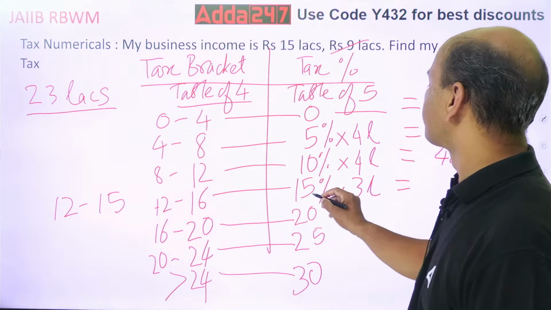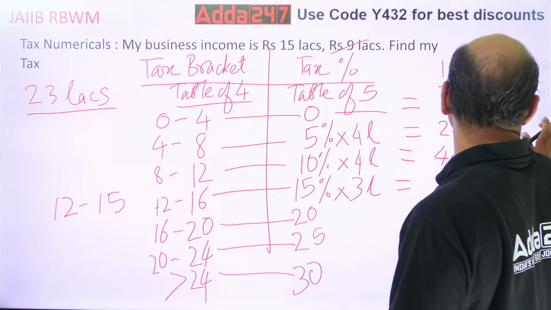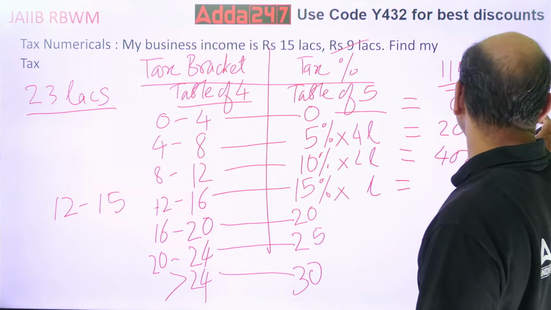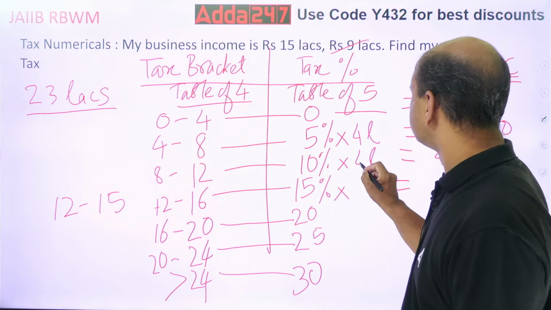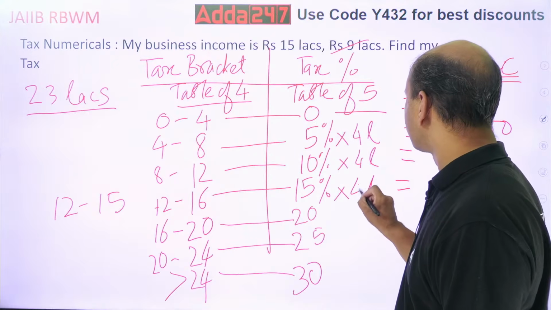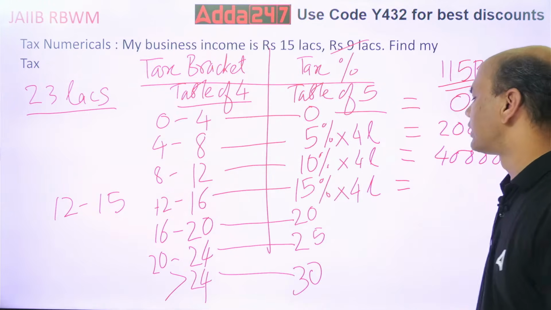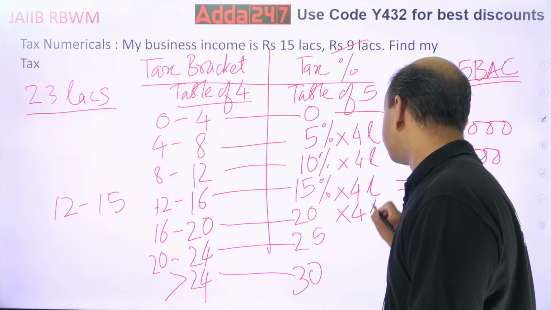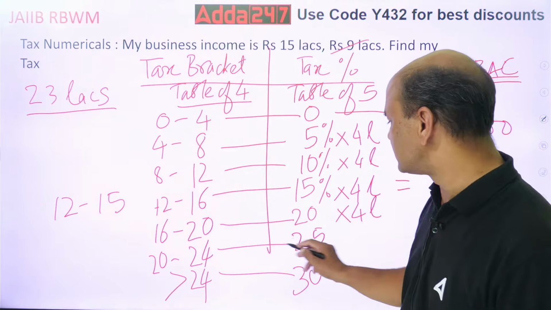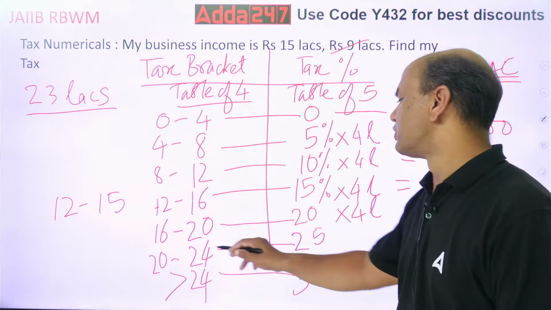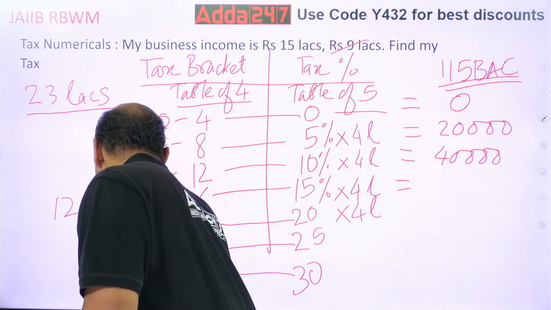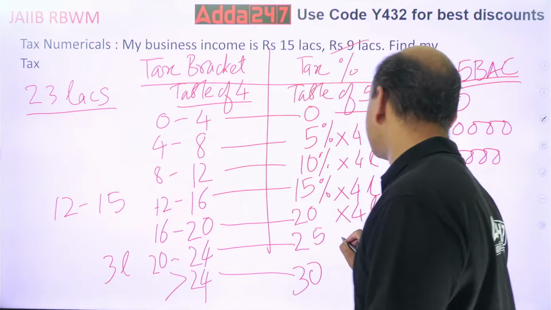So this is 15% into again 4 lakhs, right? Okay, 15% into 4 lakhs. Again, 20% into 4 lakhs. And the last one is 23, so 3 lakhs. 3 lakhs into 25%.